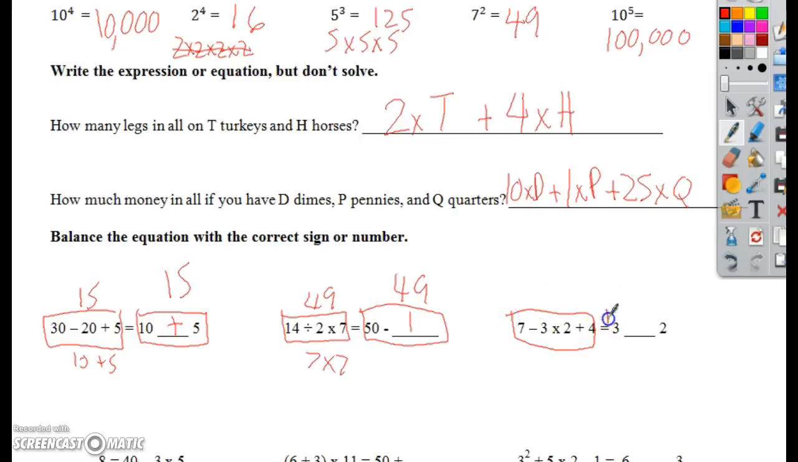Box both sides. Do the multiplying first. So now I have 7 minus 6 plus 4. Subtracting and adding are equal power, so I'm doing the 7 minus 6 first. So now I have 1 plus 4, which is 5. So I want this to be 3 plus 2.